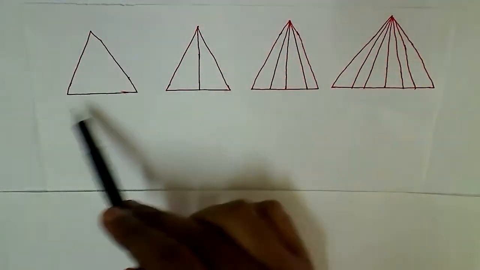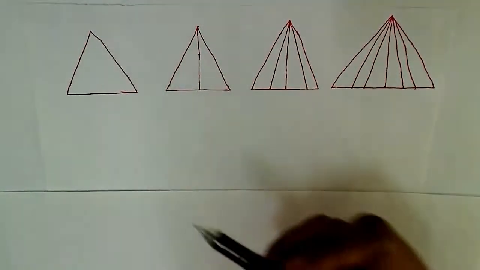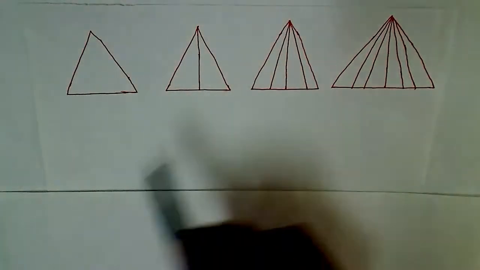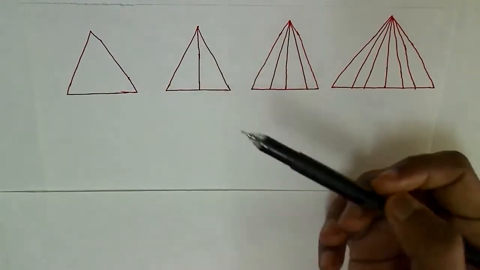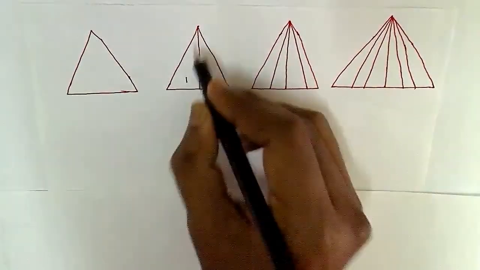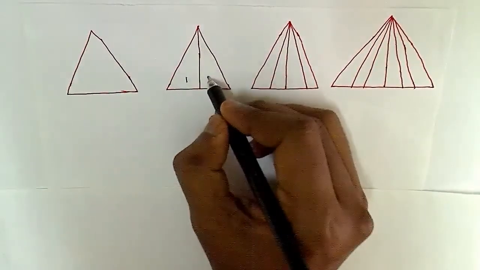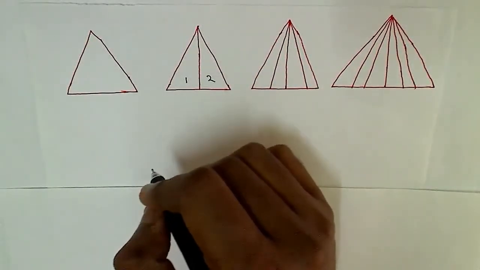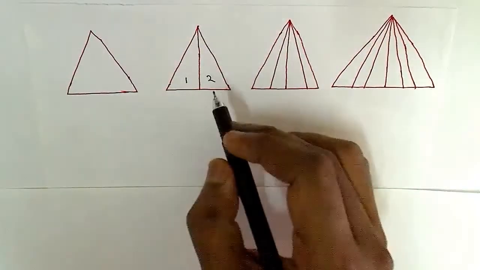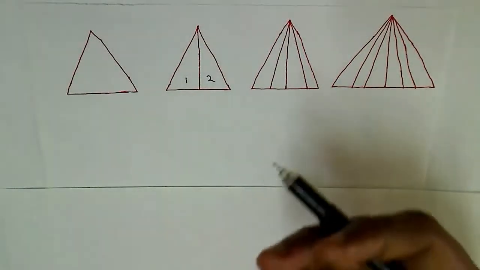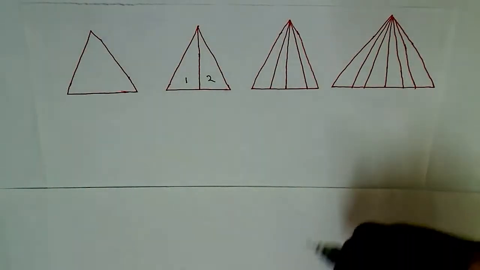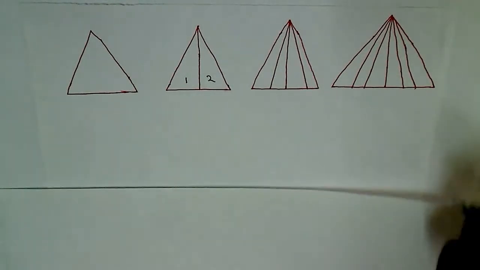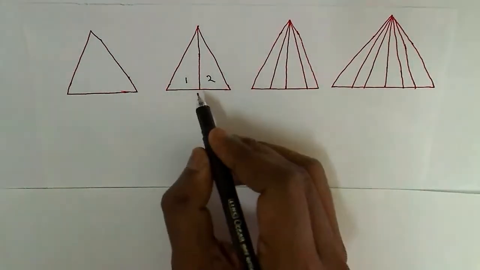For example, in this figure, suppose they ask you how many triangles are there. Very simple. You can say only one triangle. Suppose in this figure, how many triangles are there? This is one, this one is two, and the bigger triangle is three. So you can tell three triangles are there. But without counting each triangle, how quickly will you be able to reply to these questions? That trick I am going to tell you now.